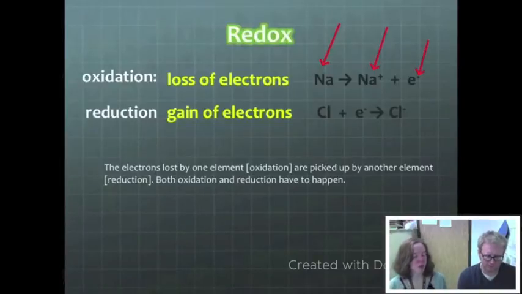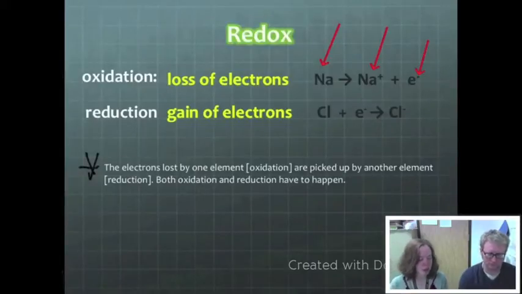But what you do need to remember with our electrons being transferred is that electrons can't just spontaneously appear or disappear, because that would violate what? Law of conservation of mass. Electrons don't weigh much, but they weigh enough that they can't just vanish. So electrons lost by one element, during oxidation, have to be picked up by another element, in reduction. They have to happen at the same time. Do not try and tell us that only one thing's being oxidized and nothing else has happened, or two things are being reduced and nothing else is happening. You have to have both.